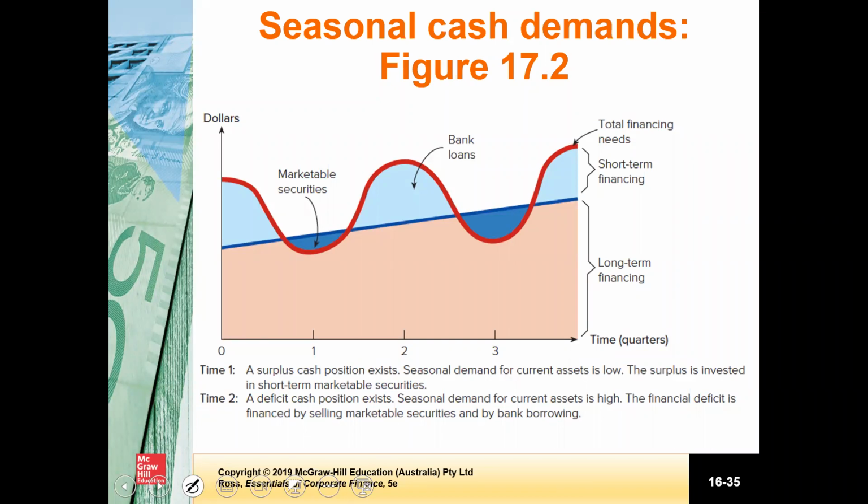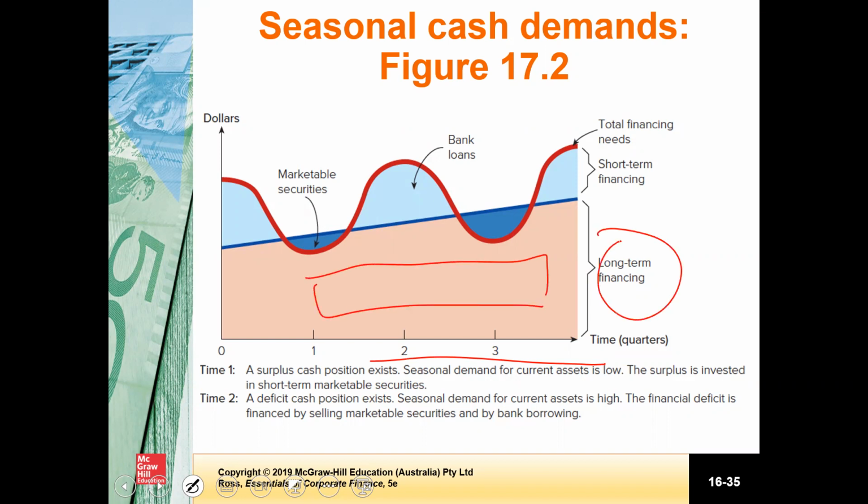Now you can see here it is time. This permanent requirement of short-term assets is financed by long-term financing, and some of them are also financed by short-term financing. Now when there is additional short-term demand, those are financed by bank loans or by issuing marketable securities.